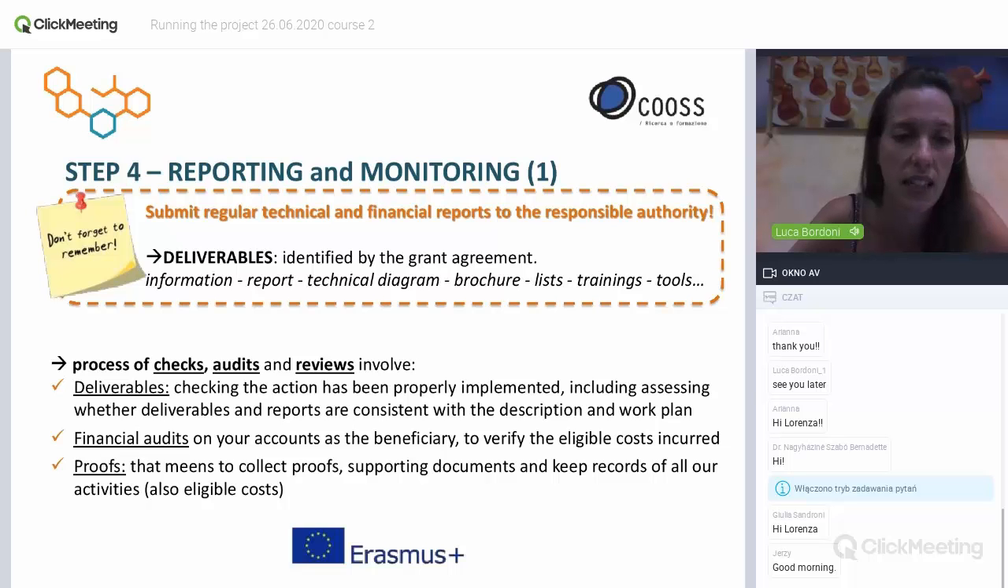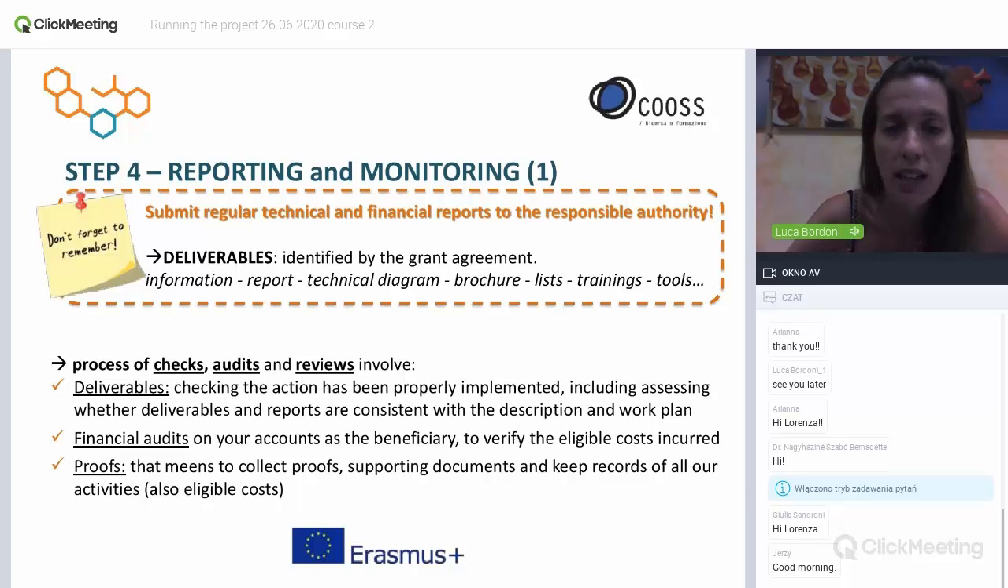Deliverables that are identified by the grant agreement may be in different forms. Maybe in the form of simple information, for example an email where they ask us for some data, maybe reports, interim or final, etc., or a technical activity report, a technical diagram. They may be brochures or outputs of the dissemination activity, they may be the trainings, for example.